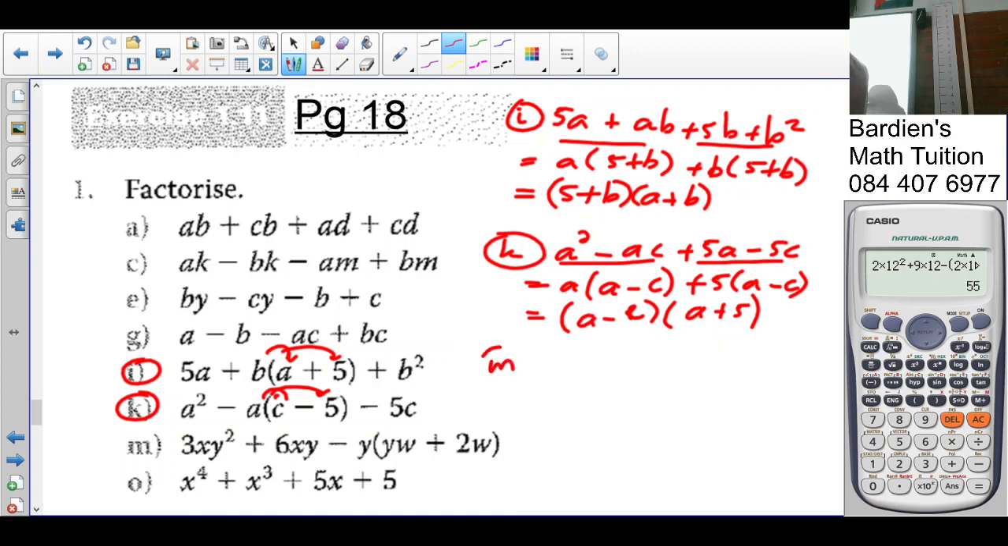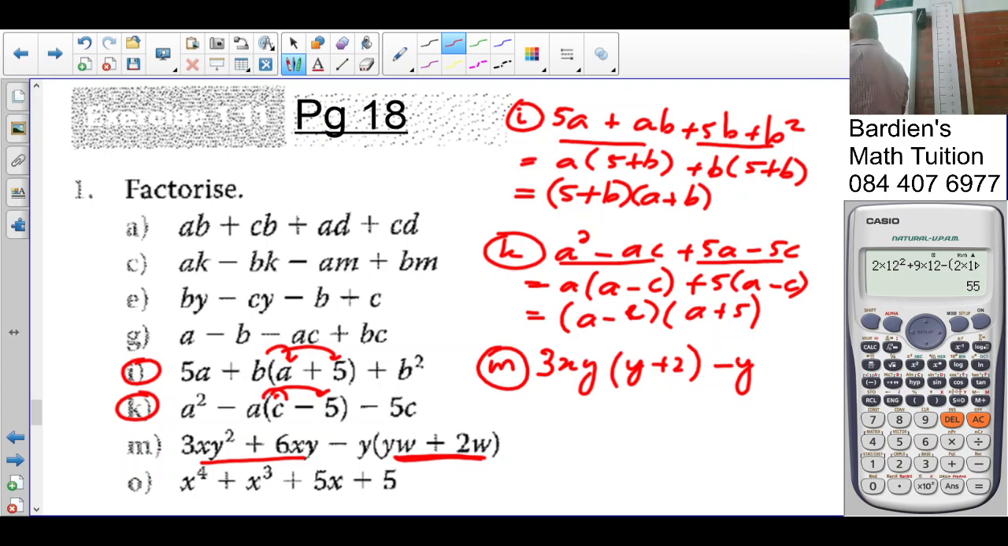Let's look at m. I'm going to multiply here, get rid of the bracket. Or I could have factorized the w there. Not so. So, in the first two terms, we got 3xy that is common. And I'm left with y plus 2 minus y, and what are we going to take out in the second bracket? In the bracket, sorry, a w. Then what are we left with? Y plus 2.